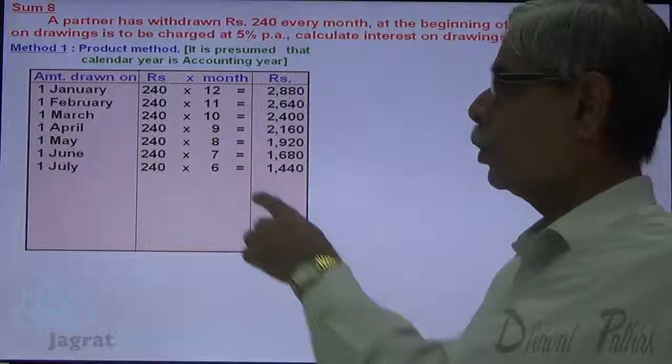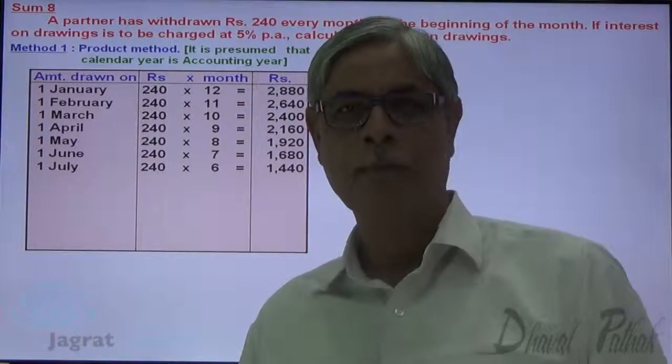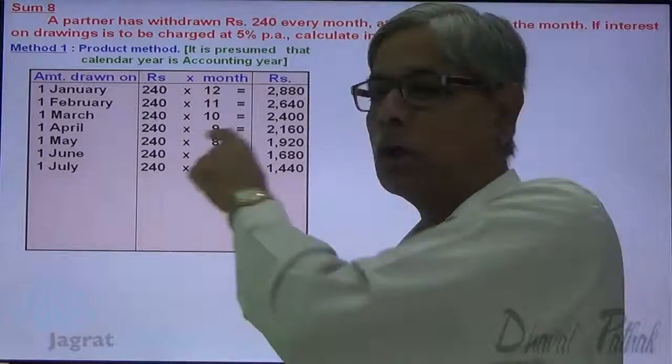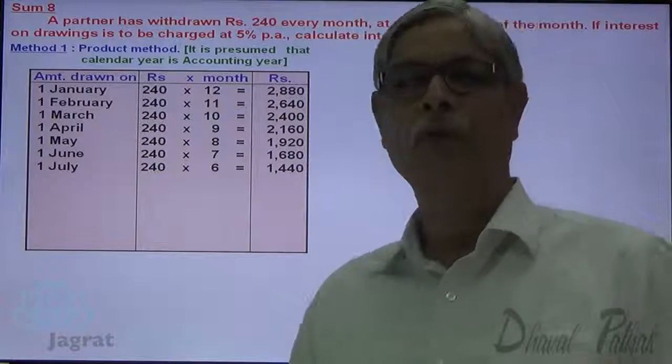Next, July, 240 rupees are drawn on 1st of July. Interest will be calculated for 6 months. 6 months interest on 240 is equivalent to 1 month interest on 1440.